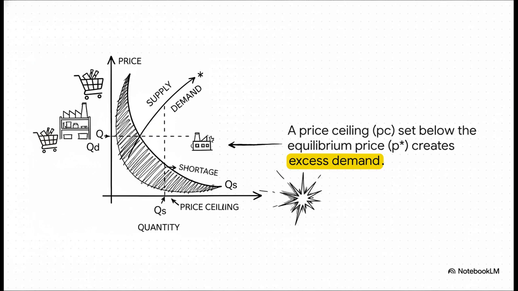But, and this is a huge but, these things can really backfire. For a price ceiling to actually do anything, it has to be set below the natural market price. And look at what that does on the graph. At that artificially low price, demand goes through the roof to QC. But suppliers, they're not making much money, so they cut back on supply, down to QC. So the policy which was meant to help ends up creating a massive ongoing shortage.